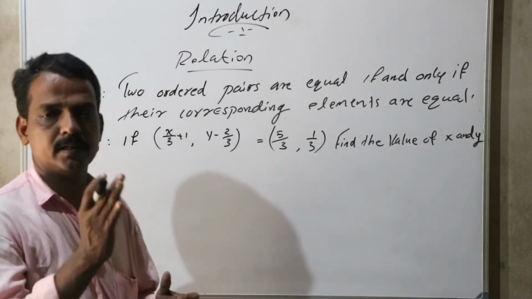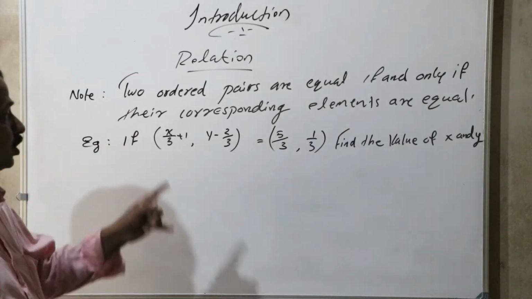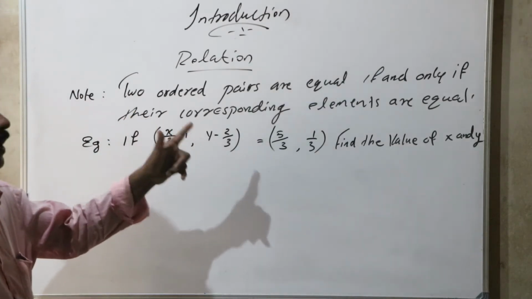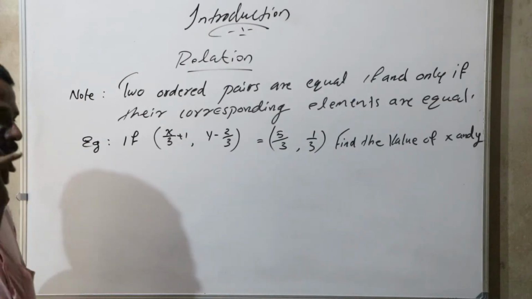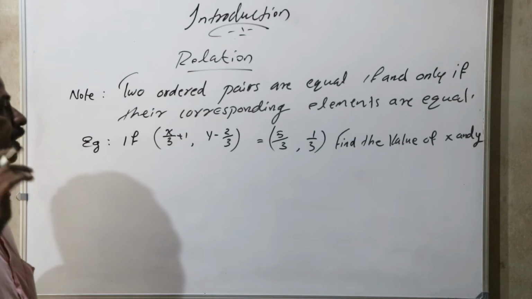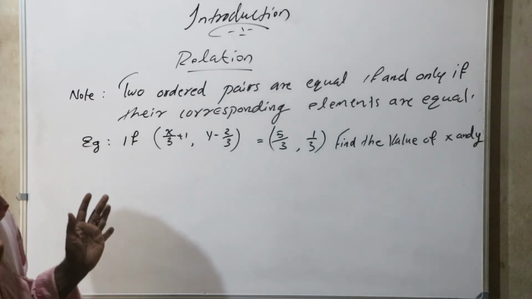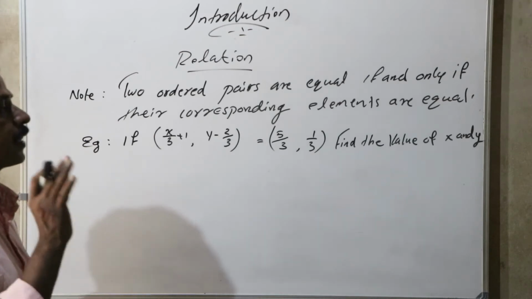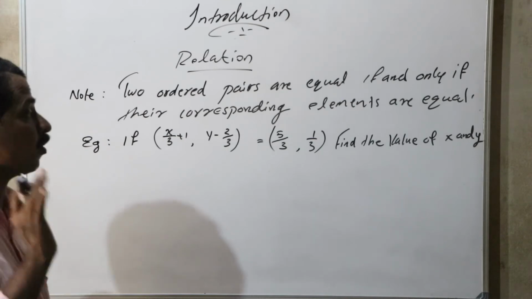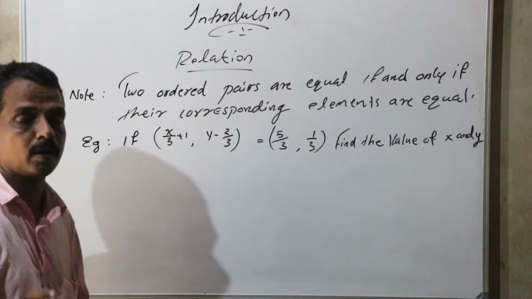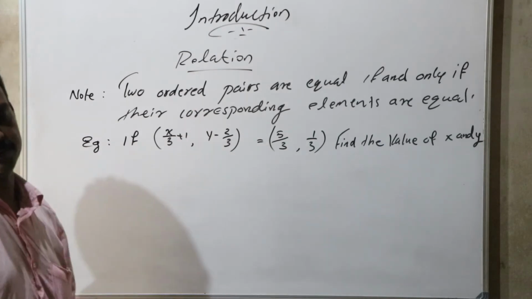From this section, we should understand that two ordered pairs are equal if and only if their corresponding elements are equal. Two ordered pairs are equal if and only if the corresponding elements are equal. We must write this note and learn it by heart.